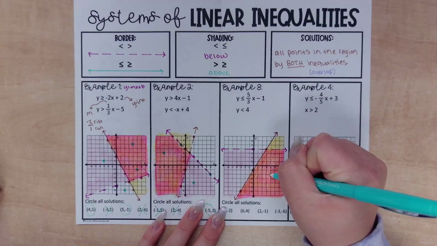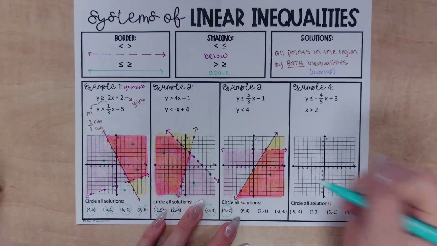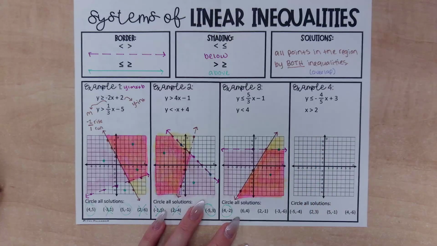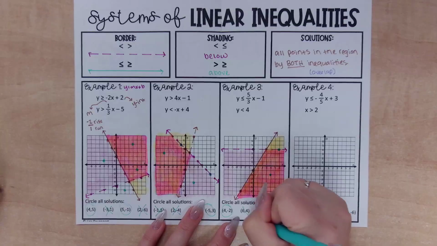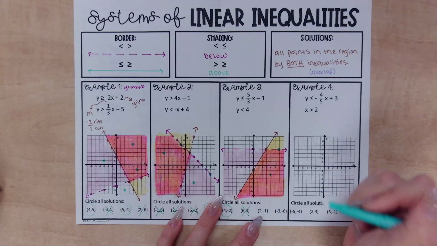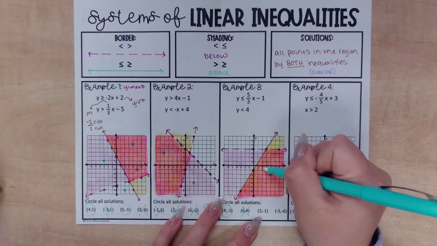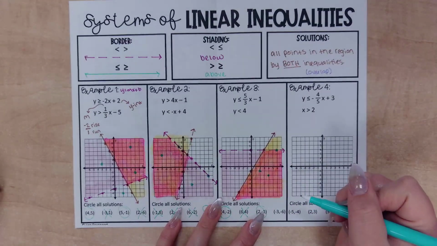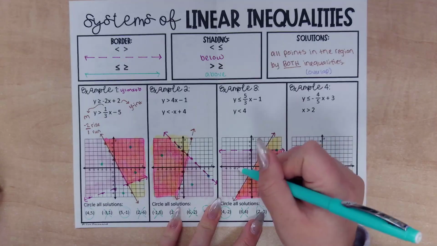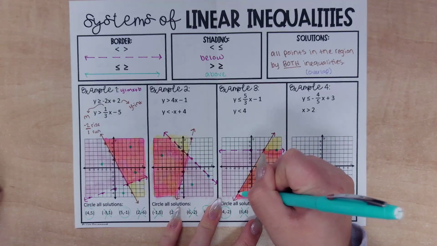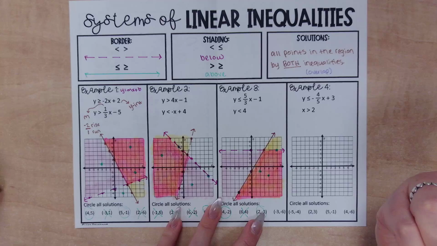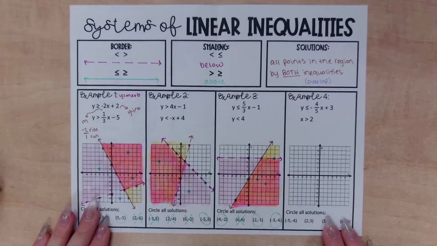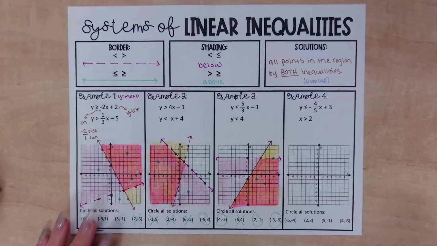(4, -2), which we can see falls in the region. (6, 4) falls in the region on a dotted line. Therefore, I cannot claim that ordered pair. (2, -1) is in the shaded region, so I can choose it. And then (-3, -6) falls on the line, and the line is solid, so I can choose it. Okay, I challenge you to pause the video and completely work out example 4.